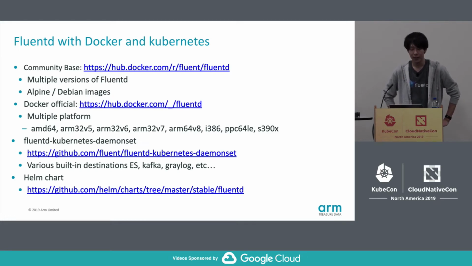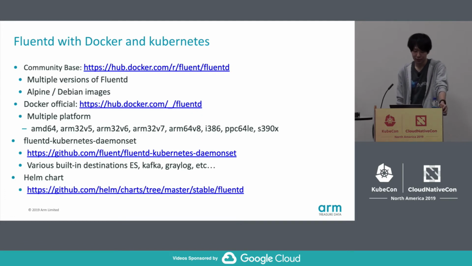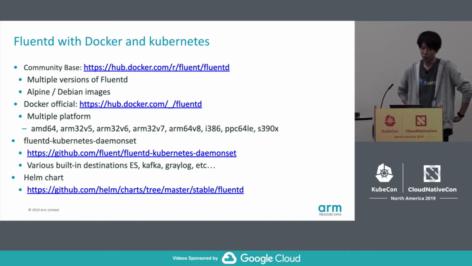The Docker official image supports only one version of Fluentd, version 1.6, but it supports a lot of architectures, AMD, PowerPC, and other environments. On Kubernetes, we provide a Kubernetes DaemonSet. These images have several destinations, Elasticsearch, Kafka, or others, so you can use them easily to send data to each destination. I'm not sure about the Helm chart, but the Helm chart provides Fluentd images as a stable version. So if you use a Helm chart, you can use these packages.